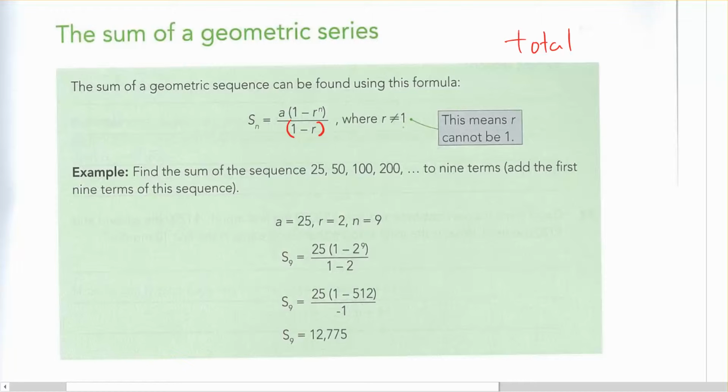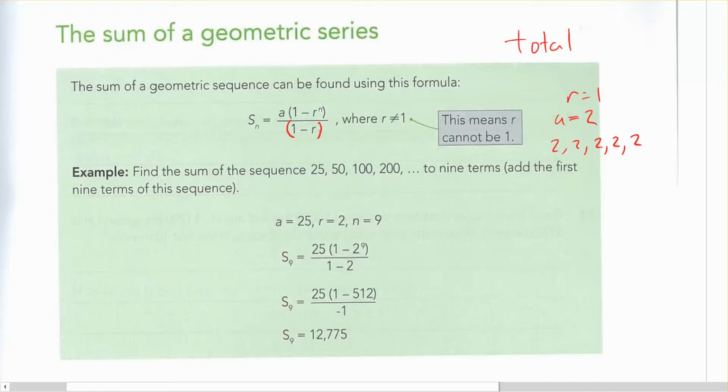And this part about r not equal to 1, well, the reason that's the case is because if you had r equal to 1, this would be your sequence. If a is equal to 2, then you'd have 2, 2, 2, 2, 2. It's not doing anything. It's not very exciting. And in addition, when you have 1 minus 1, it becomes 0 on the bottom, and it's kind of like the end of the world.